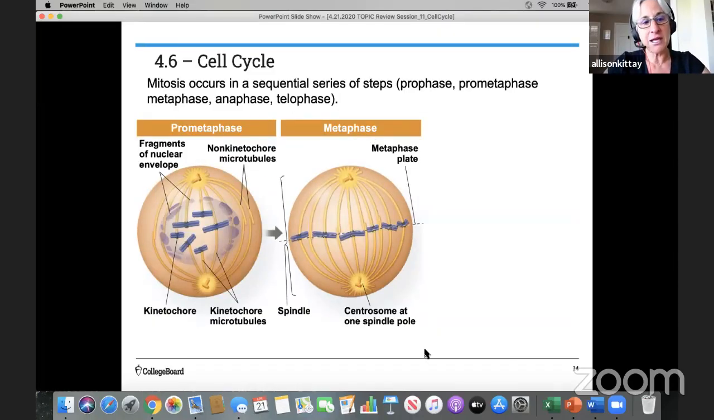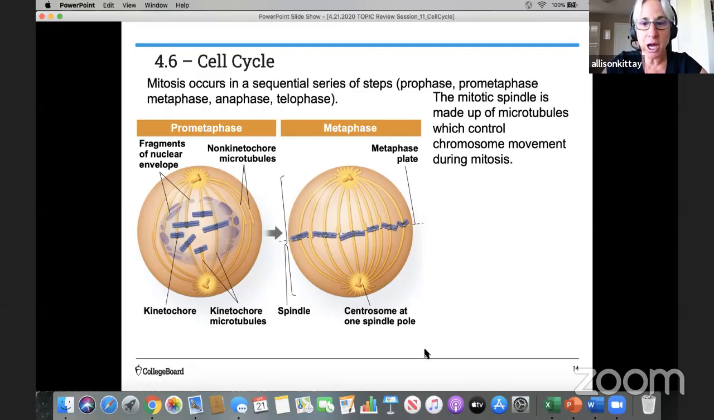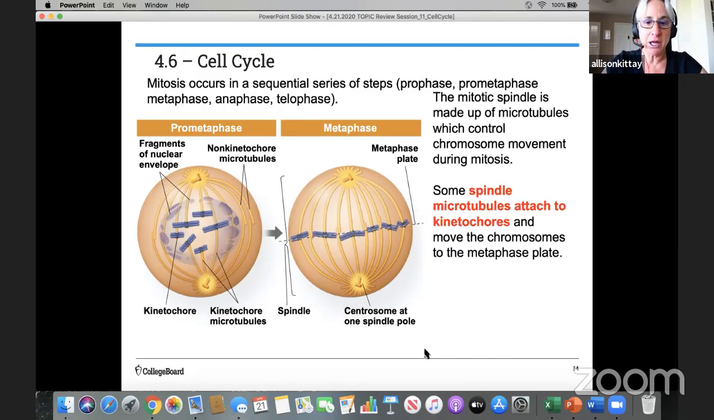Then we get metaphase. Prometaphase comes just before metaphase, and this is where you can really see the spindle fibers beginning to form. And there are two kinds of microtubules. There are microtubules that attach to the kinetochores, which are the little protein discs that are at the center of those sister chromatids. So you can see that they are actually attaching to the kinetochores, and then you have non-kinetochore microtubules which do not connect to those chromosomes.